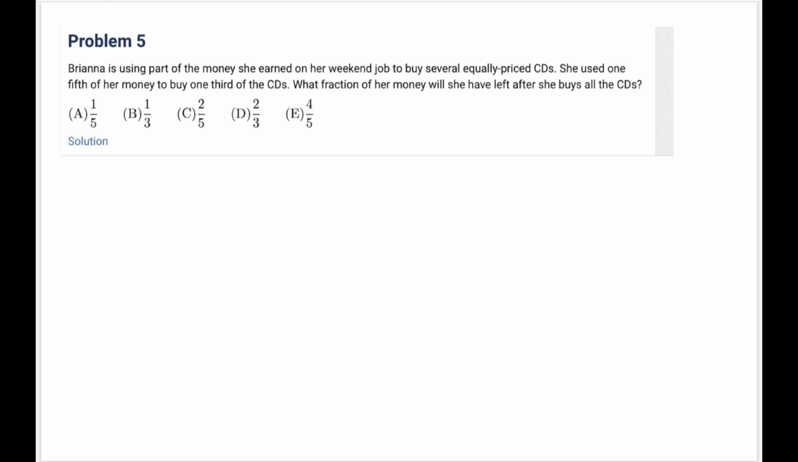Brianna is using part of the money she earned on her weekend job to buy several equally priced CDs. She used 1/5 of her money to buy 1/3 of the CDs. What fraction of her money will she have left after she buys all the CDs?